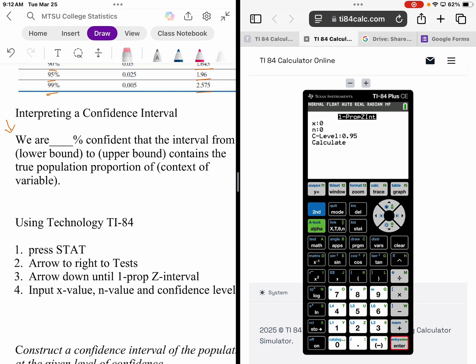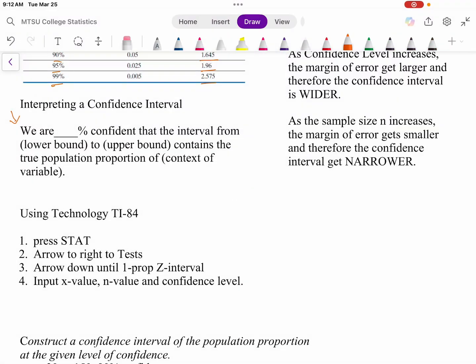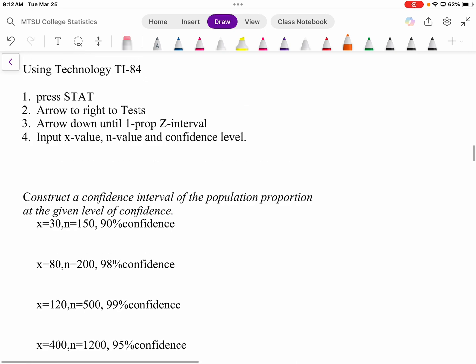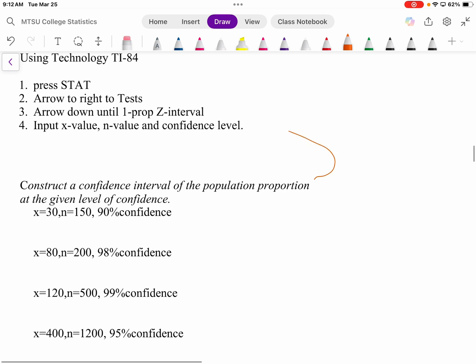It's got to be a decimal. Okay, I'm going to go ahead and quit and get out of there, because we'll walk through that in a moment. Here I just have you practicing, in this first part, constructing a confidence interval of the population proportion with the given confidence level. So this is actually doing this part right here, just to get the confidence interval. We're not worried about interpreting. I just want you to practice that calculator command of getting those things in there.